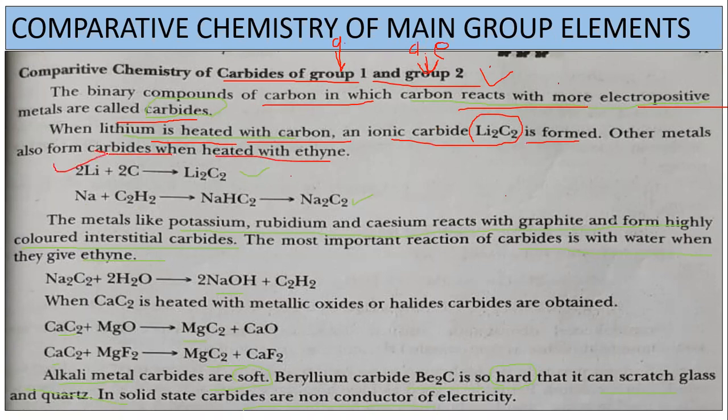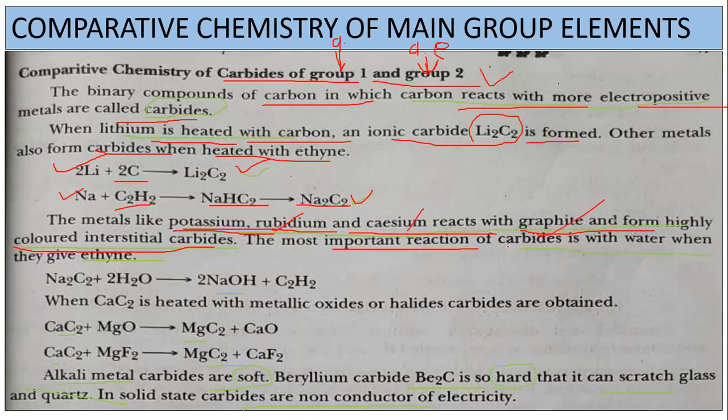So when lithium is heated with carbon, it forms lithium carbide. But when sodium is heated with ethyne, it forms a carbide of sodium. Metals like potassium, rubidium and cesium react with graphite and form highly colored interstitial carbides. Which elements? Potassium, rubidium, cesium. They react with graphite.